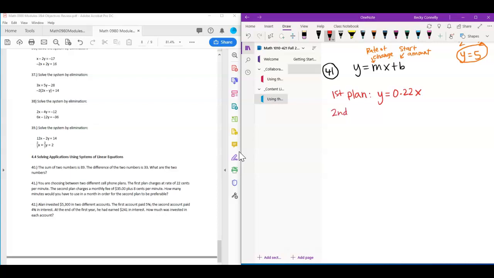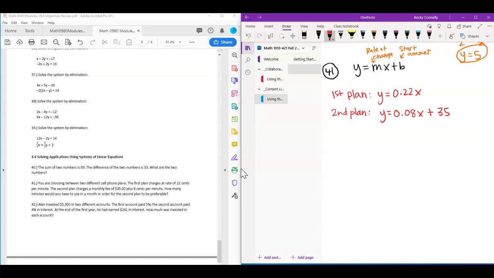But then on the second plan, we know they're going to charge a monthly fee of $35, so that's your start amount. If you don't have any minutes at all, like you lost your phone or whatever, they're still going to charge you that $35 no matter what. But then they'll charge you 8 cents per minute on top of that. So that 8 cents per minute is my rate: 0.08x plus my start amount. They're going to charge me $35 no matter what. And now I want to use these two equations to figure out when it's going to be better for the second plan.